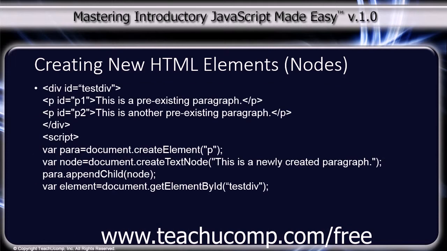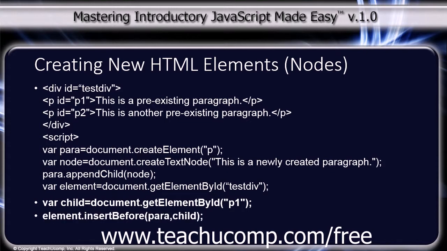So we have our first code, and then the two new lines, var child = document.getElementById("p1"); And this tells the browser that p1 is the entity we want to insert before. element.insertBefore(para, child); and the close script tag. And this will insert our new text node and paragraph element before the paragraph with an ID of p1.